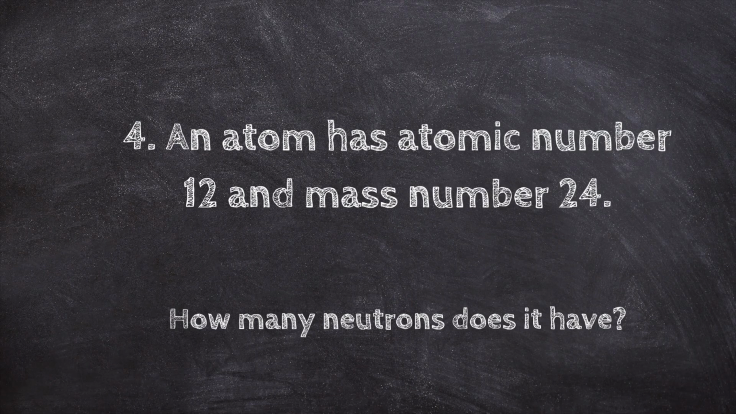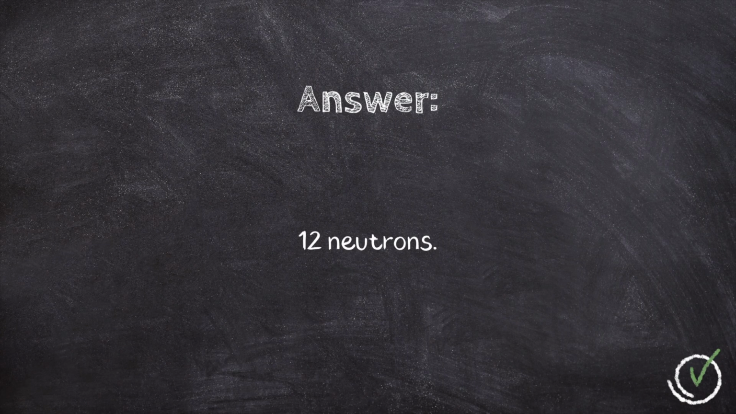Question 4. An atom has atomic number 12 and mass number 24. How many neutrons does it have? This is where people mix things up. Slow down and think carefully. The answer is 12 neutrons.